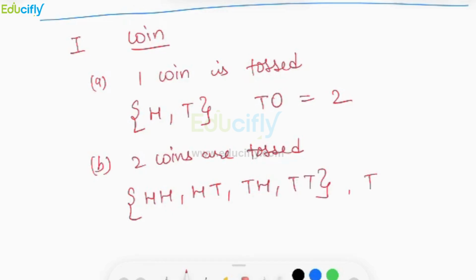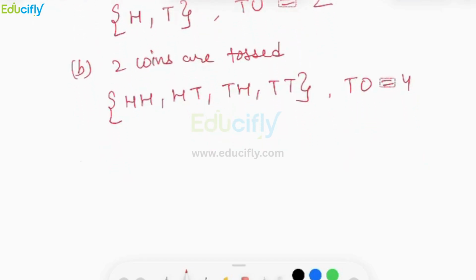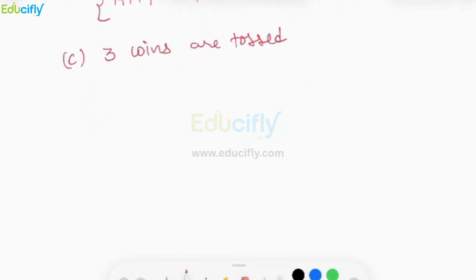So here my total outcomes are four in number. Okay. Let's take one more case. If you are tossing three coins, so what will be the total outcomes? There is a way of writing it and understanding it. So this is again, I'm going to tell you with a trick.